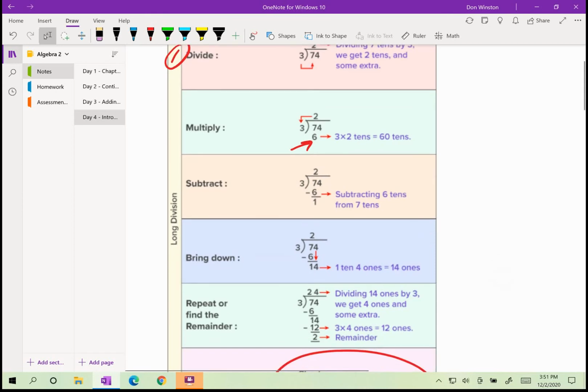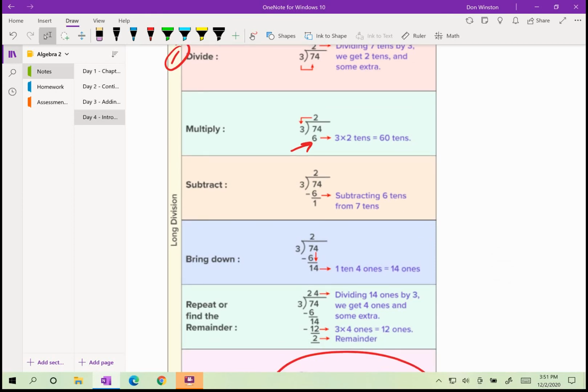All right? And so now we subtract 6 from 7. So we did step 1, step 2, and then step 3, subtract. So 7 minus 6 is 1. In step 4, now we bring down the next number. So we bring down that 4. And then we kind of repeat the process again.